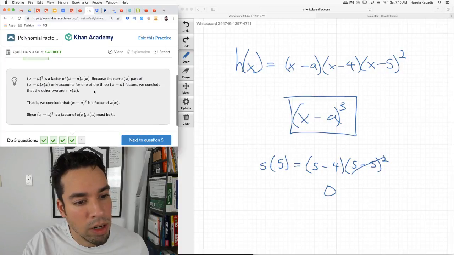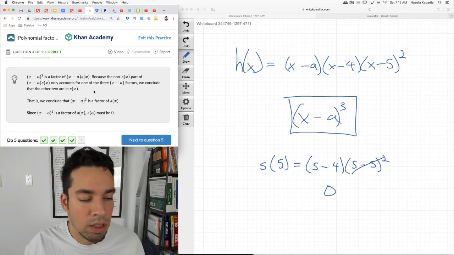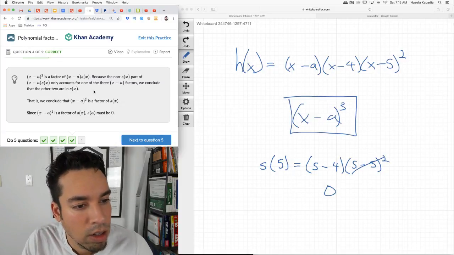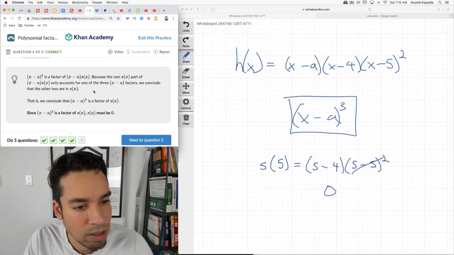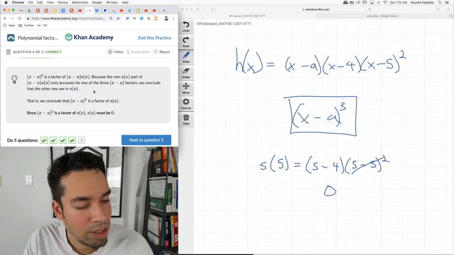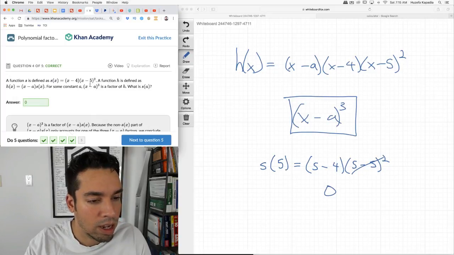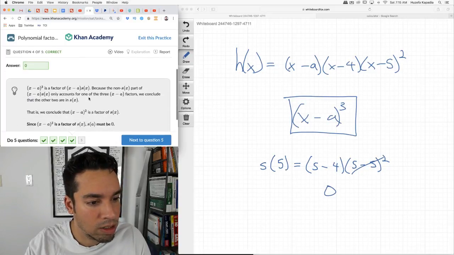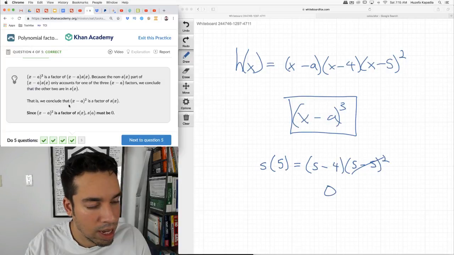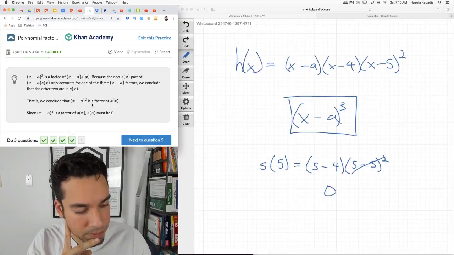x minus a squared is a factor, since x minus a squared... Oh, wait. So they have a slightly different method than I did. Because the non-s(x) part of x minus a cubed counts for one of 3, we conclude that the other 2 are in s of x, which I did, right? I concluded that the other 2 had to be these guys. That is, we conclude that x minus a squared is a factor of s(x).